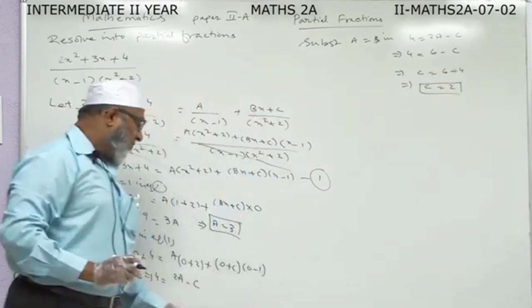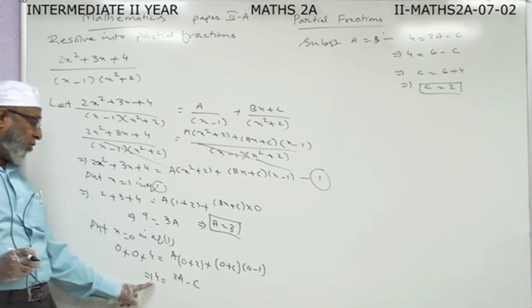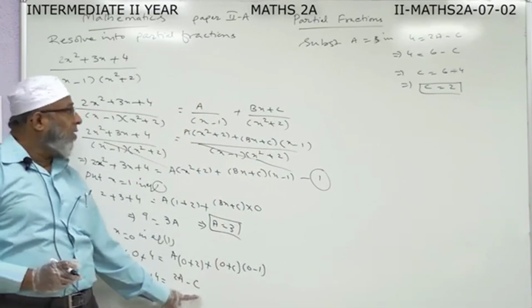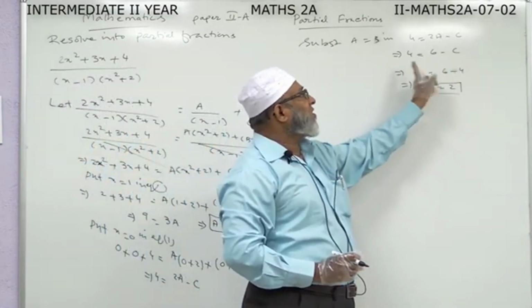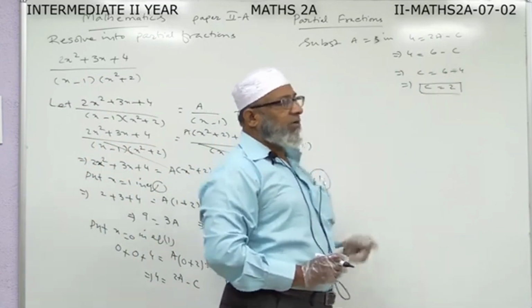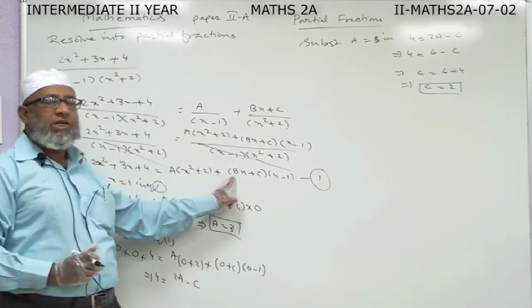What happened? What did I substitute? I got the value of a is equal to 3. I substitute a is equal to 3 here. 4 is equal to 2 into 3, 6 minus c. Therefore, c will transfer this side, c as it is, plus 4 becomes minus 4, 6 minus 4 is equal to 2. Therefore, I got the value of c. Now, I have to get the value of one more constant, that is b.